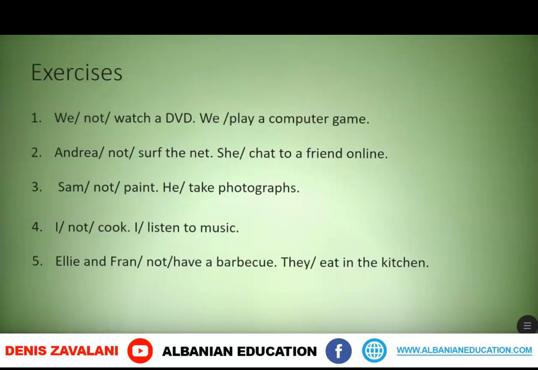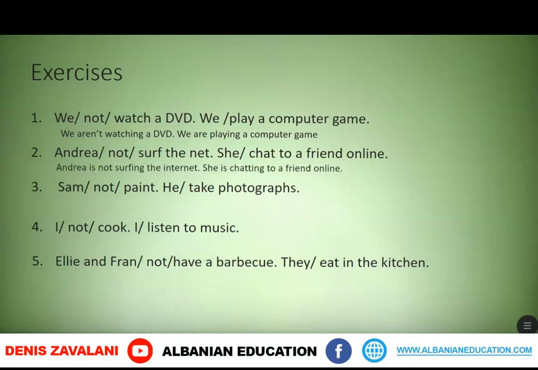Let's go with some exercises. You're going to make sentences in present continuous using the words that you can see. The first one: We aren't watching a DVD. We are playing a computer game. The second: Andrea is not surfing the internet. She is chatting to a friend online.